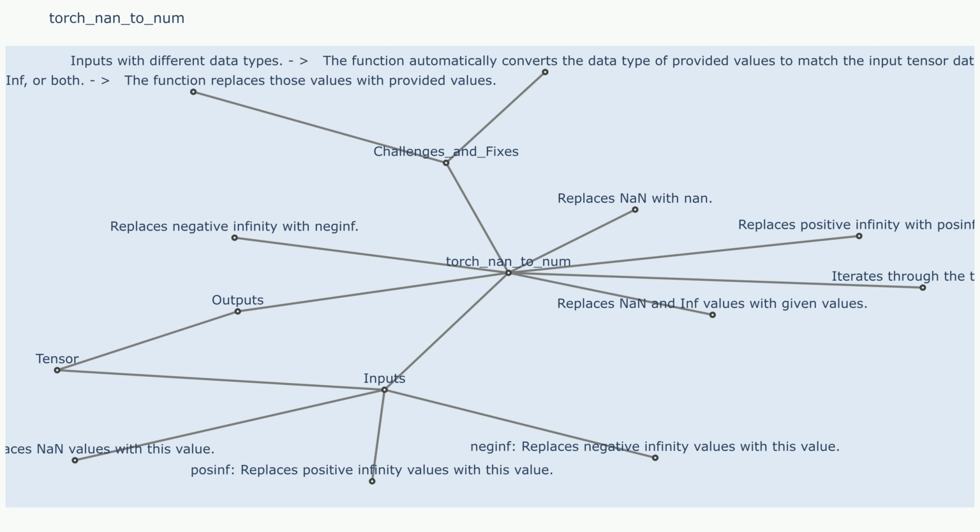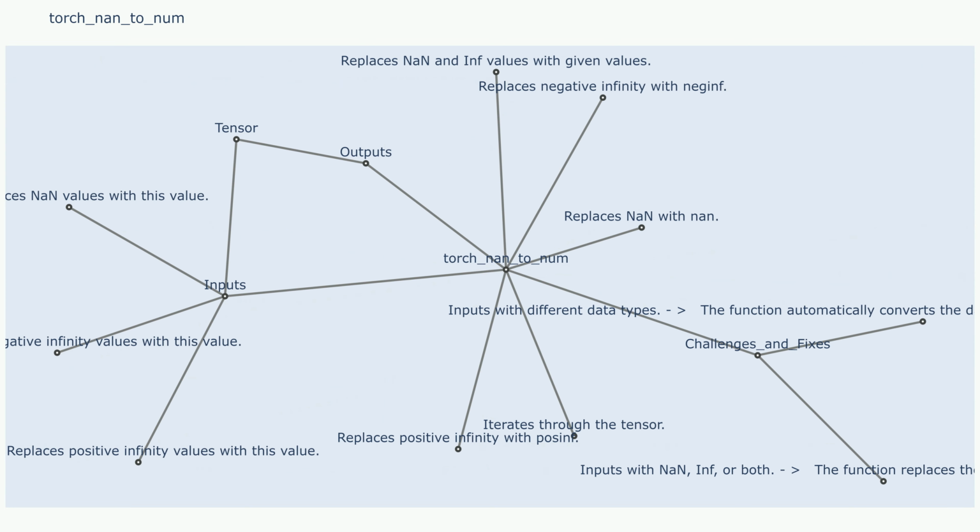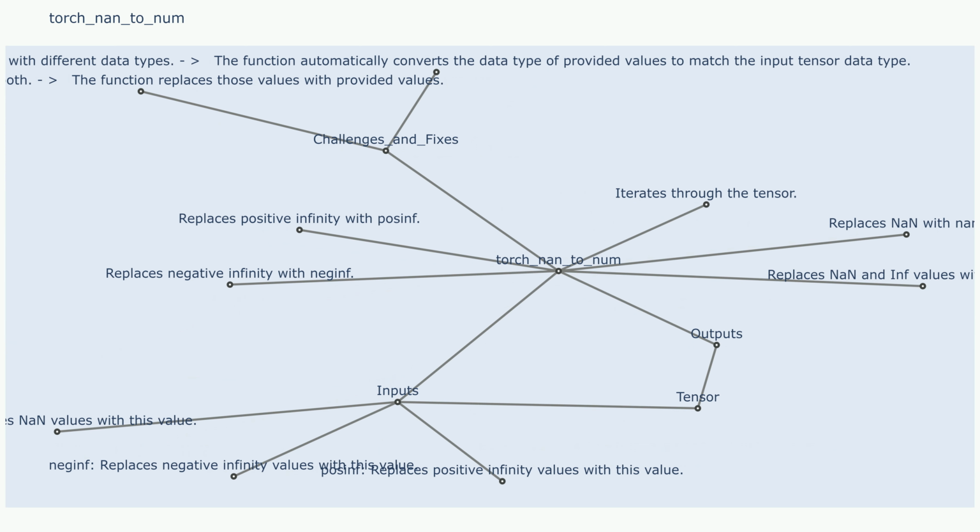torch.nan_to_num. Description. The torch.nan_to_num function replaces not-a-number values with 0 and infinity values with a finite number. This function is useful for handling numerical instabilities and preventing errors in downstream calculations.